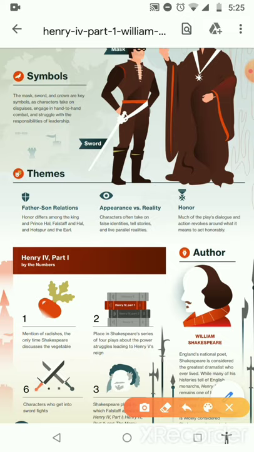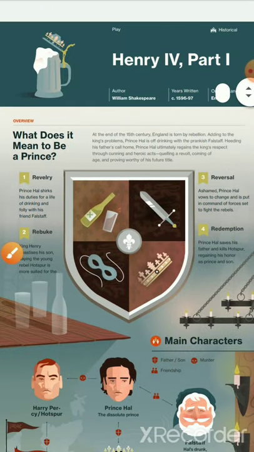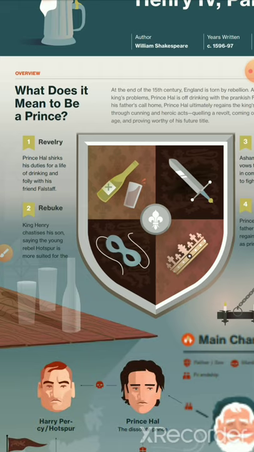And the theme of honor comes in because much of the play's dialogue and actions revolve around what it means to act honorably. So in this play, the theme of being a nobleman, being a gentleman, being a monarch or being honorable, all these things come in. The play asks, what does it mean to be a prince? That is the main idea which revolves around the story.